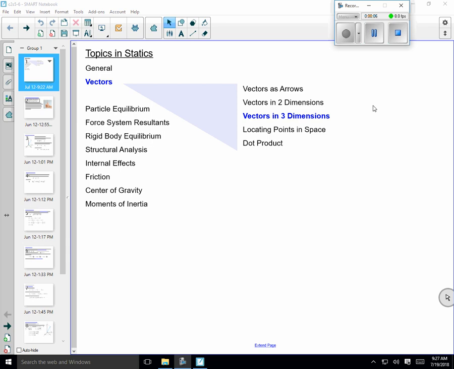Today we're going to talk about vectors in 3 dimensions. We've covered vectors in 2 dimensions. 3 dimensions is just more of the same. Things are just a little more complicated because there's more things to keep up with.